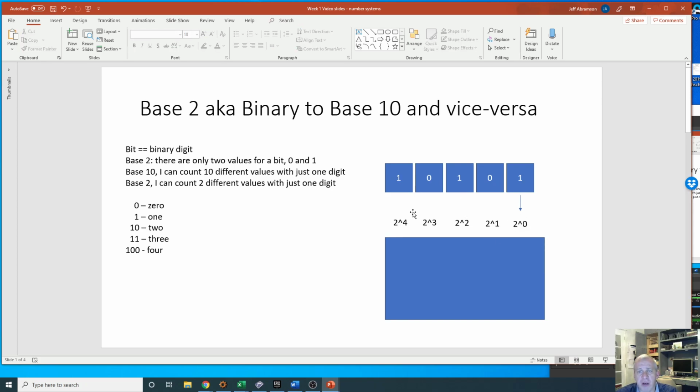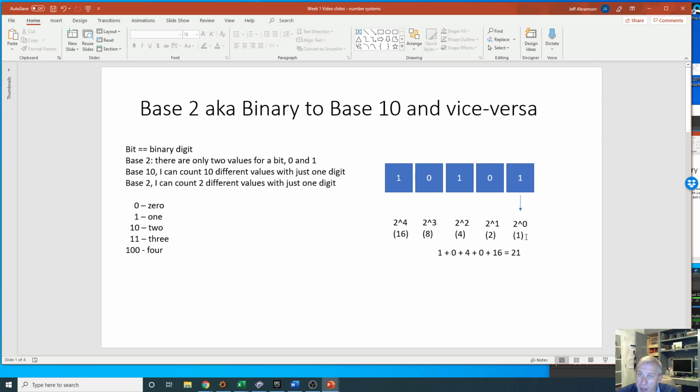And so here's the math notation: 2 to the 0, 2 to the 1, 2 to the 2, 2 to the 3, 2 to the 4. Remember that anything to the power 0 is equal to 1. And so if I want to convert this, I basically do these numbers here. For example, this is 16, that's 8, that's 4, that's 2, and that's 1. I basically add up these numbers in parentheses when there's a 1 in the bit value. And so going from the right, I get 1 plus 4 plus 16, which is equal to 21. Okay, so this is standard base 2 to base 10.